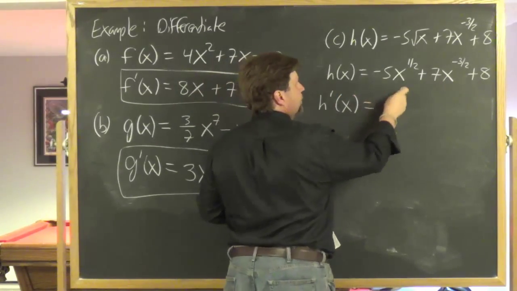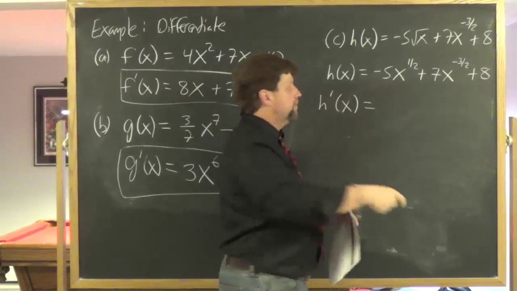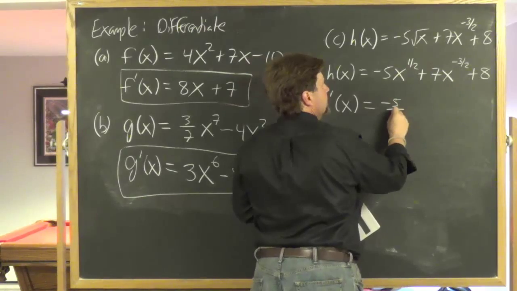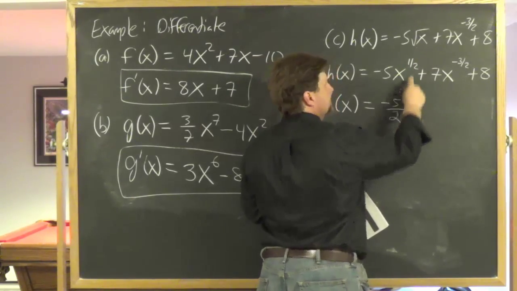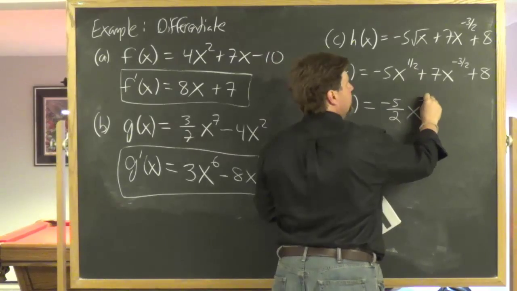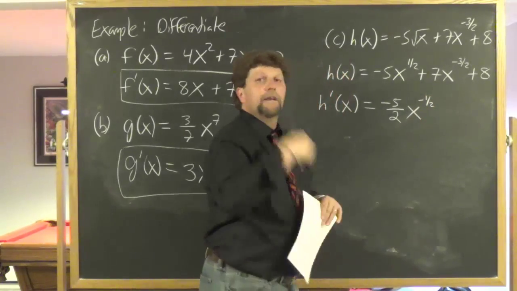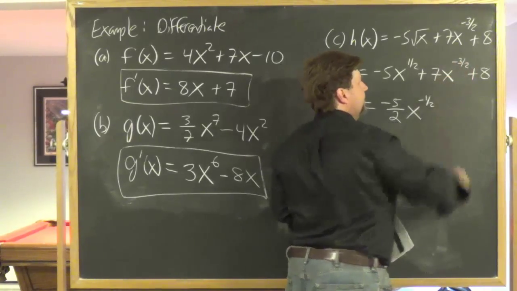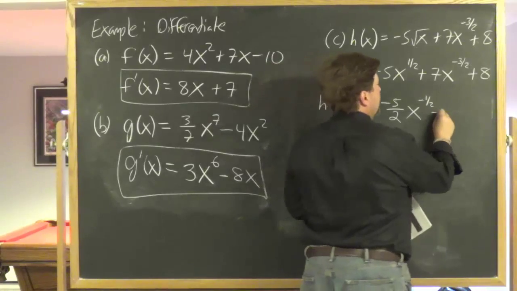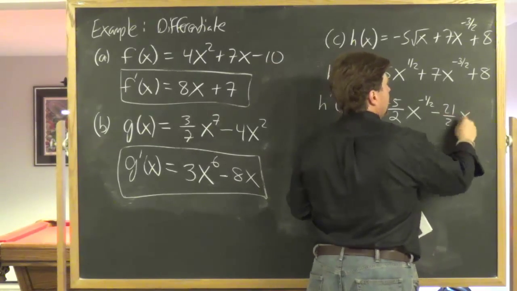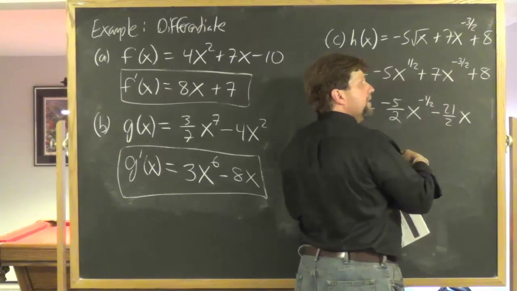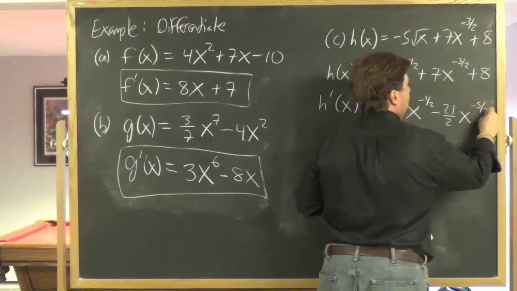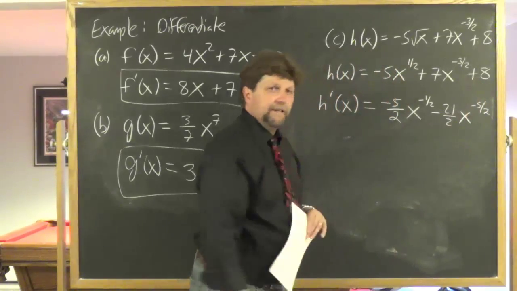So the derivative of the first term, that's found using the constant multiple rule. So the 1/2 comes out front. Negative 5 times 1/2 is negative 5/2. x to the, subtract 1 from the exponent, so that's negative 1/2. Move to the next term, constant multiple rule. So negative 3 times 7, oh boy, I hate fractions. That's negative 21/2. x, subtract 1 from the exponent. See, negative 3/2 minus 1, that's a negative 5/2. And then the derivative of the constant is 0.